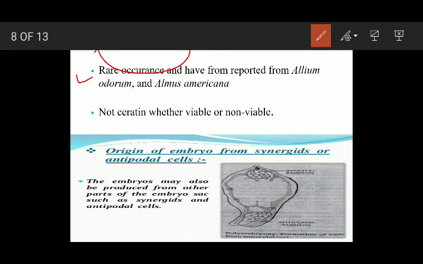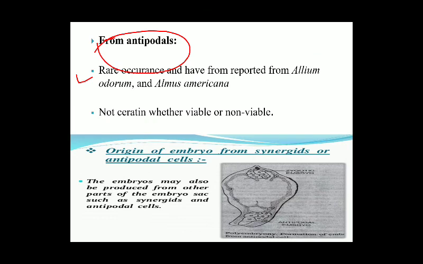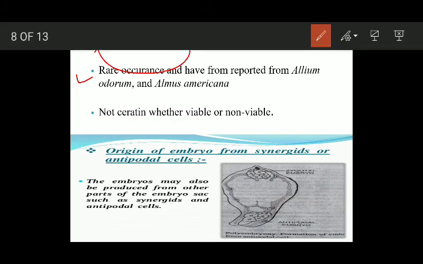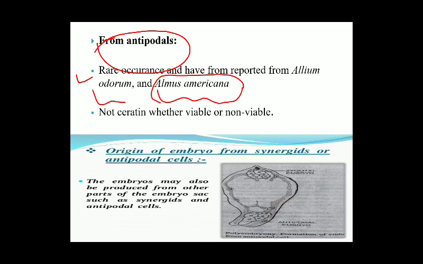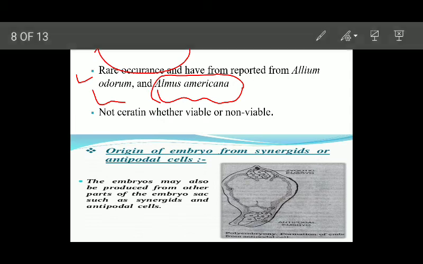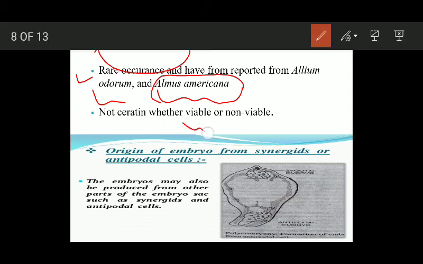Formation of embryos from the antipodals is of rare occurrence and has been reported from Allium odorum and Ulmus americana. In these two plant species, the additional embryos arise from the antipodals, and the viability of these additional embryos originating from the antipodal cells is uncertain. It is not certain whether they are viable or non-viable.